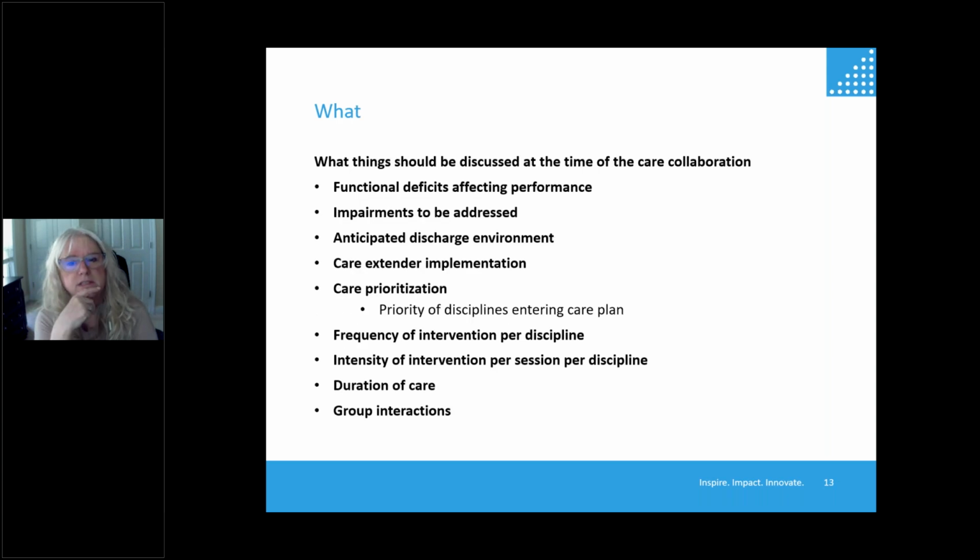So what is discussed? We've talked about some of this already, but these are the things we're going to talk about today. As the team is meeting here, you're going to talk about the functional deficits that are affecting performance. Most of you are going to come to an understanding of, yes, he has deficits with bed mobility. We've got issues with transfers, ambulation, right? The physical attributes, the cognitive elements, the communication things that most people can see, the functional deficits that are easily identifiable to the lay person.